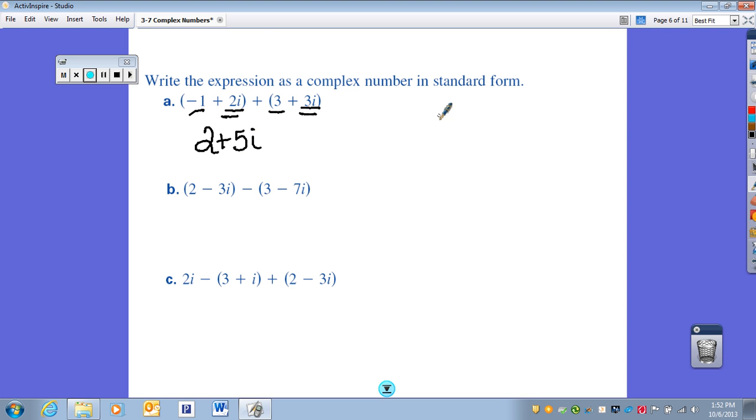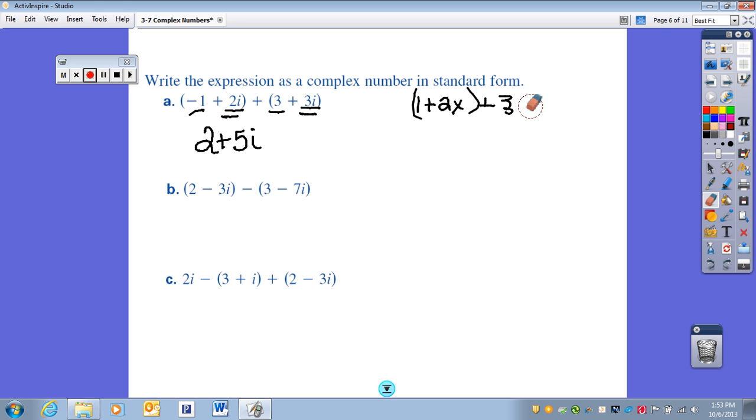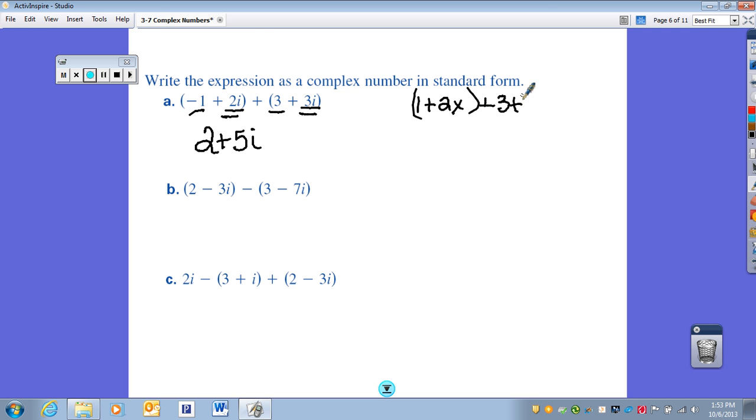This is similar to when we would add 1 plus 2x and 3 plus 3x. When we add those together, we're combining like terms. We add the constant terms together, the 1 and the 3. And then we add the 2x and the 3x to get 5x. That's the same concept with the complex numbers, adding the real portion and the imaginary portion.